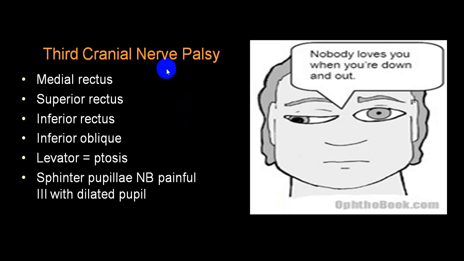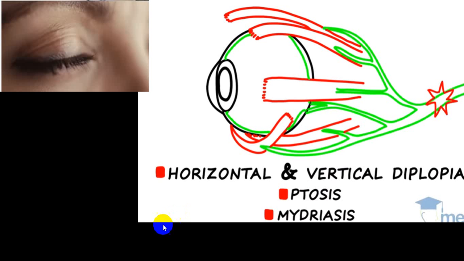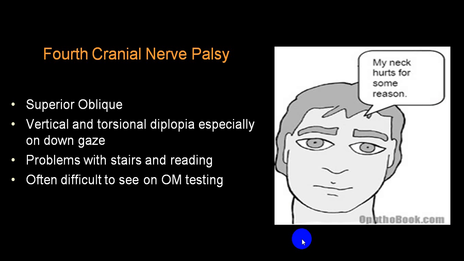In a third cranial palsy, we already mentioned you will have a medial rectus, superior rectus, inferior rectus and inferior oblique being affected. You will have a ptosis plus you will have a dilated pupil on that side. And person will have a horizontal diplopia as well as a vertical diplopia, and there will be mydriasis. So when all these findings are together, it goes in favor of third cranial palsy.